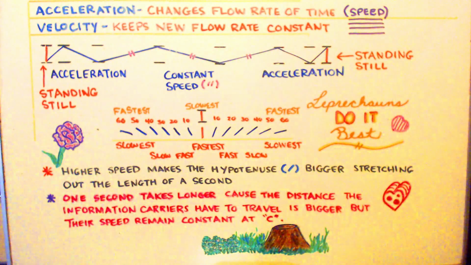Time is just an abstract thing, a mathematical construct that represents something. And what it represents is the flow rate of physics. So you're slowing down physics, or time, as you accelerate. But when you go to constant velocity, you just keep that new flow rate, that's what velocity does. It keeps the new flow rate constant. So acceleration doesn't do anything except change the length of this line, which changes the flow rate of information from your information carriers, which slows down the flow rate of physics.